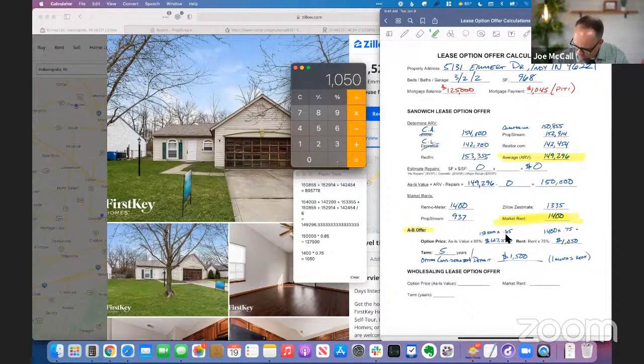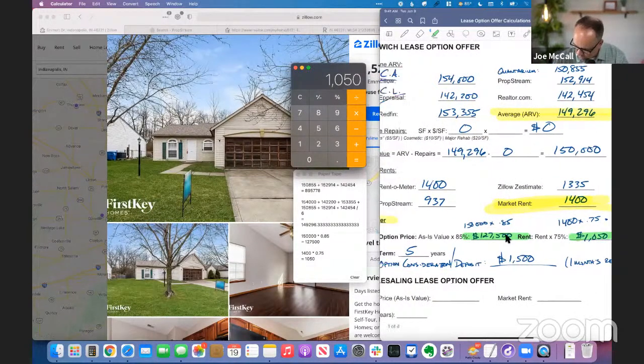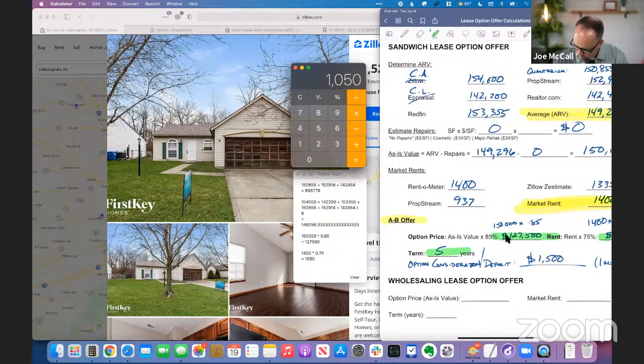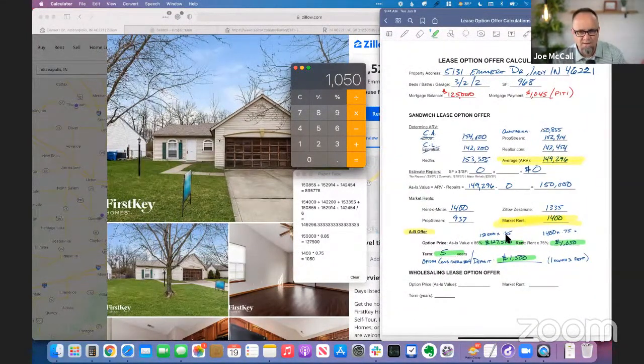So here is my offer to the seller. My option price is going to be $127,500. The rent's going to be $1,050 a month. I want to do 5 years and I'm going to put $1,500 down. Now, here's the great thing about lease options, guys, that you don't get with cash deals. On a cash deal, you typically can only negotiate one thing, and that is the price. But with a lease option, you can negotiate 5 different things.